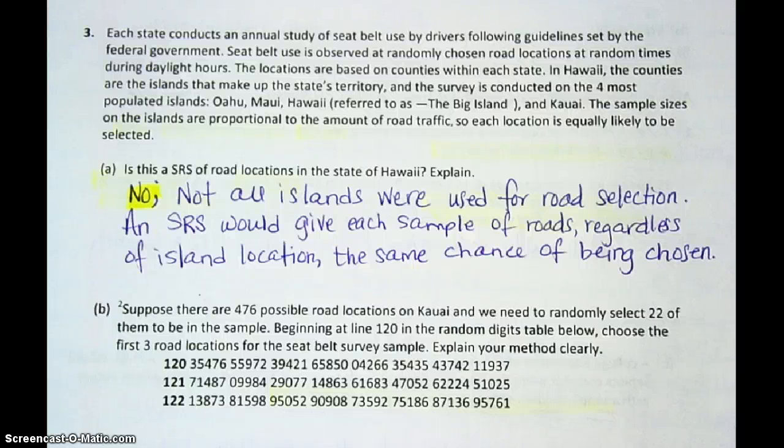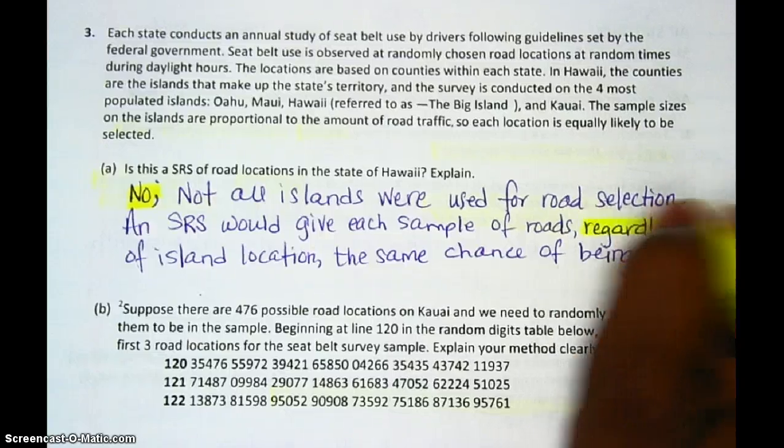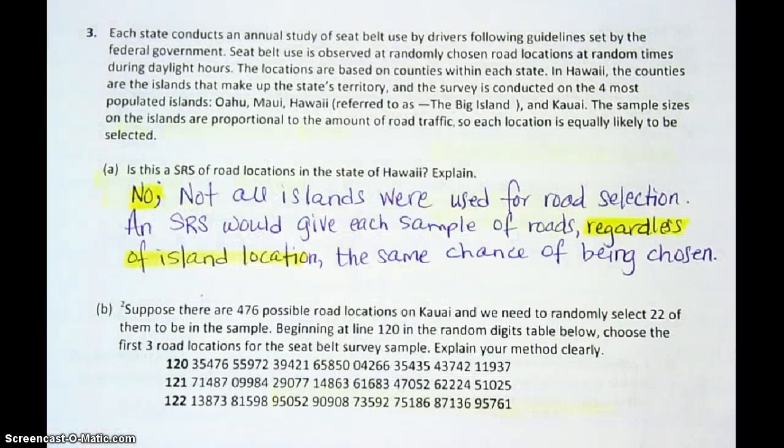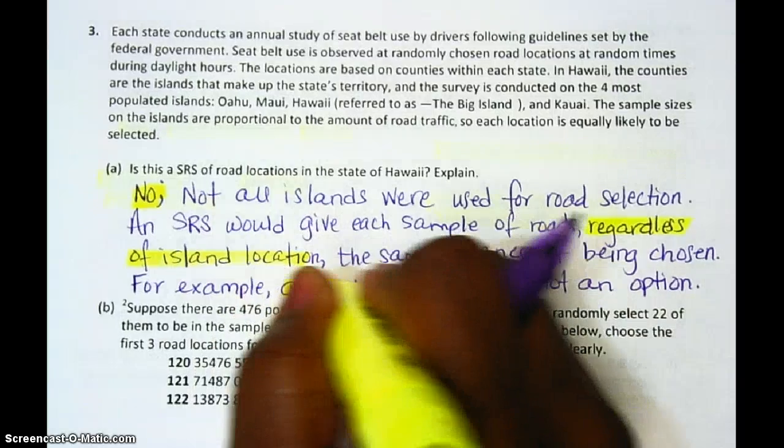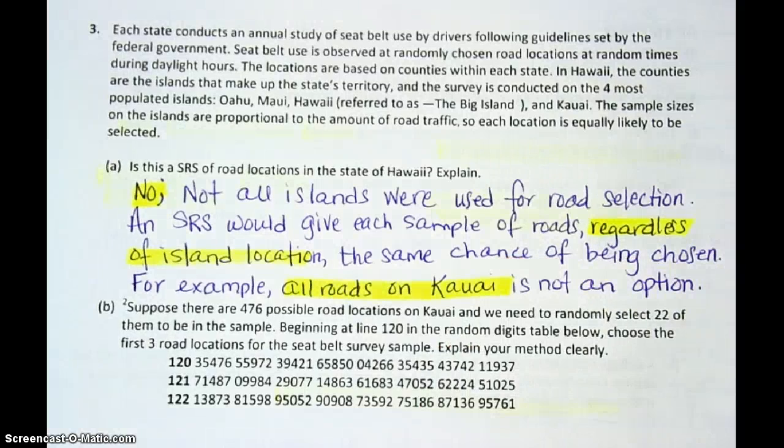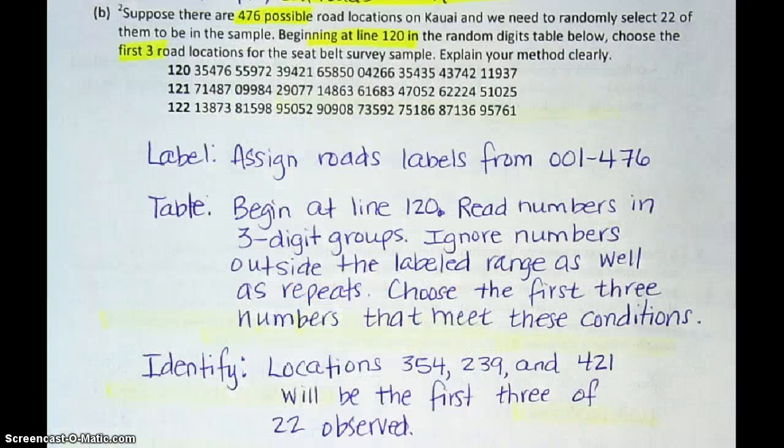An SRS would give each sample of roads, regardless of island location, the same chance of being chosen. Also, the fact that I took a random sample of roads from each of the islands makes it impossible for all of the roads to come from the same island, which could also happen in a simple random sample. So for example, selecting all roads from the island of Kauai was not an option. Lastly, let's take a look at Part B.